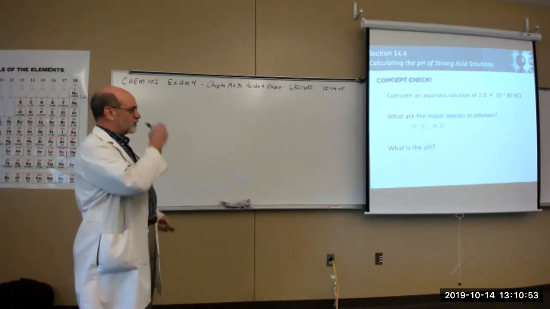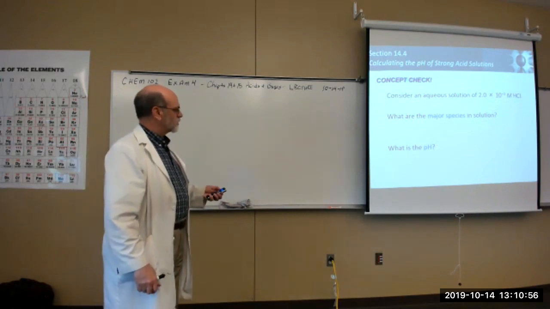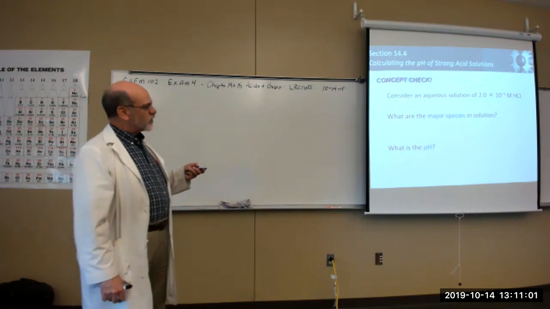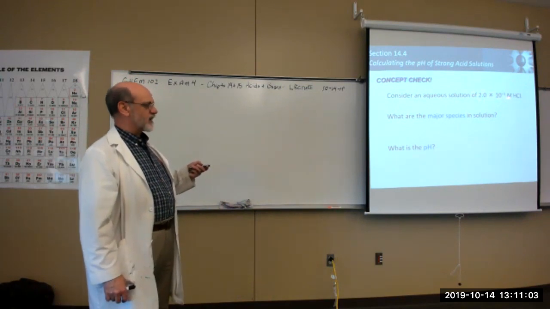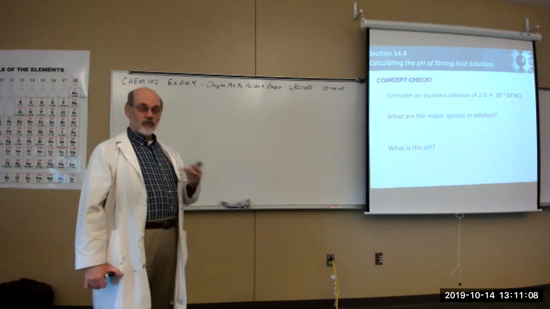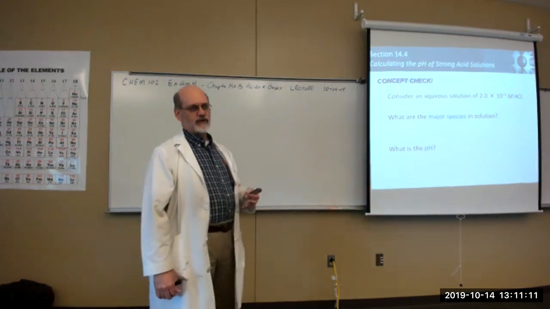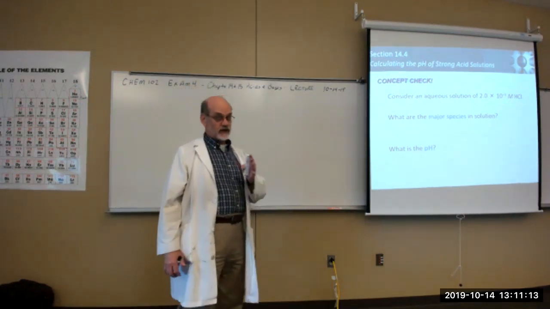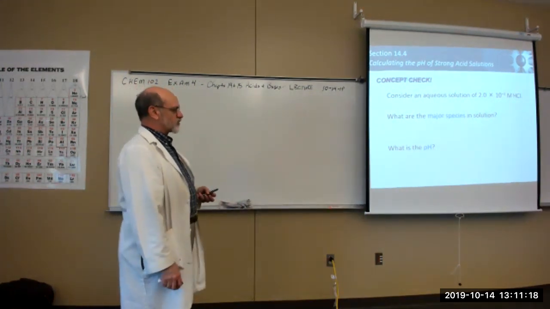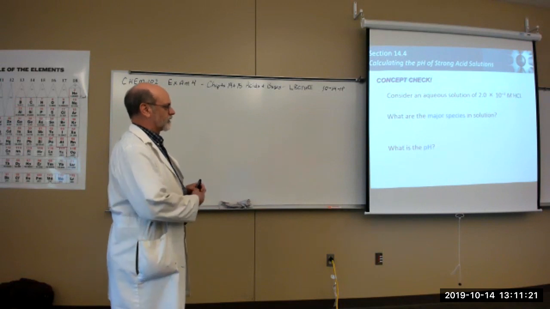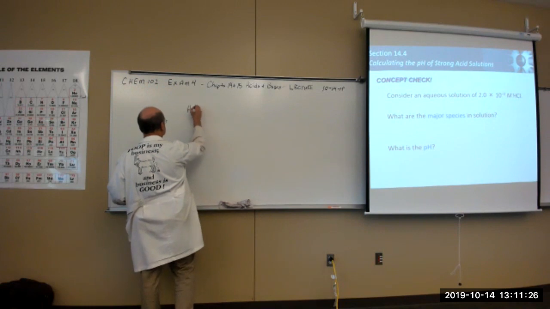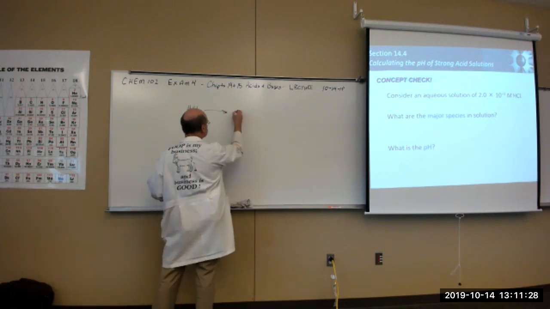Okay, so here's an example, which gave you the answer too soon. So if we have an aqueous solution of 2 times 10 to the minus third molar hydrochloric acid, that's very weak. It's a strong acid, but it's a dilute solution. Let me use my terminology correctly. What are the major species in this solution? Well, when you put hydrochloric acid in water, what happens to it? It completely dissociates.